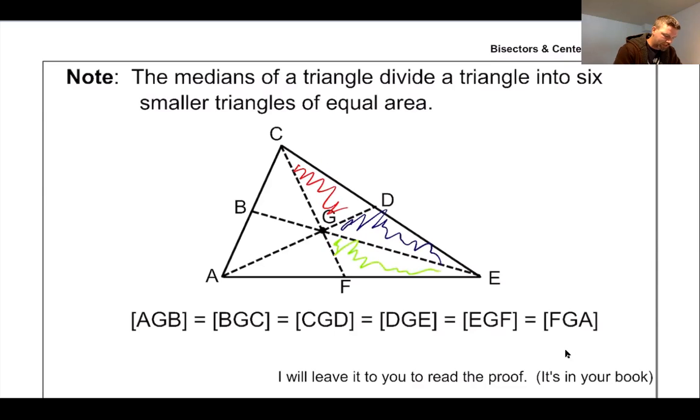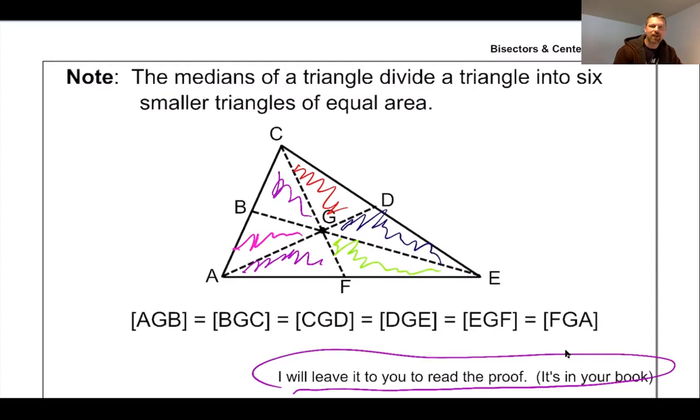But you will notice that they are not all the same shape, right? So even though they have equal area, they are not the same shape. So different shaped triangles, but all having the same area. I'll leave it to you to read the proof. It's in your book, kind of a cool little proof.